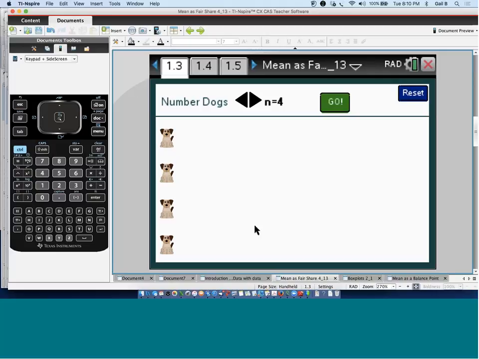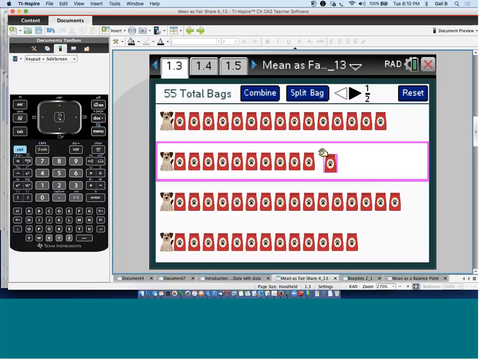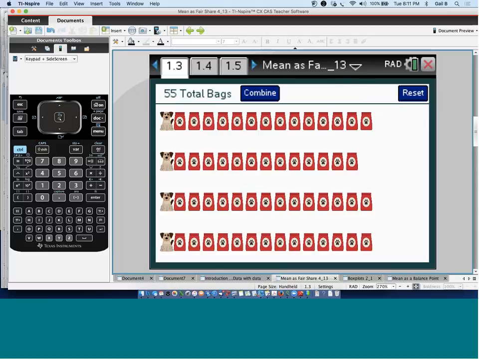So this is an activity from Building Concepts, which is another one of the TI resources online. I've got 4 dogs, and I'm going to say go, and these dogs have a bunch of dog food, okay? But I want to have fair share. Every dog should have the same amount of dog food. One of the ways that I can do that is to take from the dog with the most dog food and give some of it to the one that has the least. Well, it looks like I'm a little bit short here, so I'm going to have to figure out some way to split those bags of dog food into 4, or maybe a half, or maybe you guys could figure out a better way to split them. So I have to split this guy into 4ths.